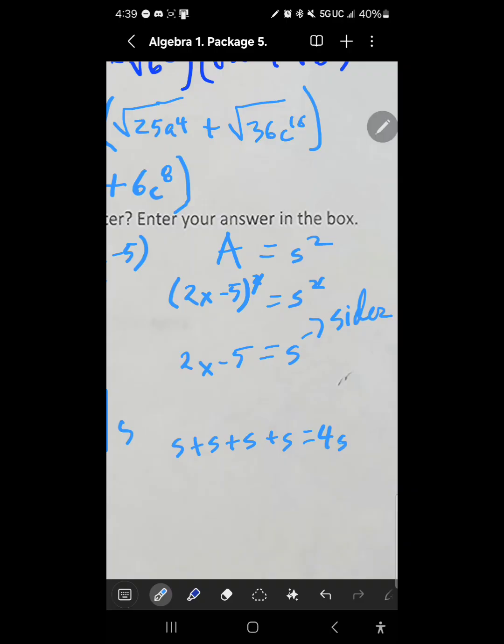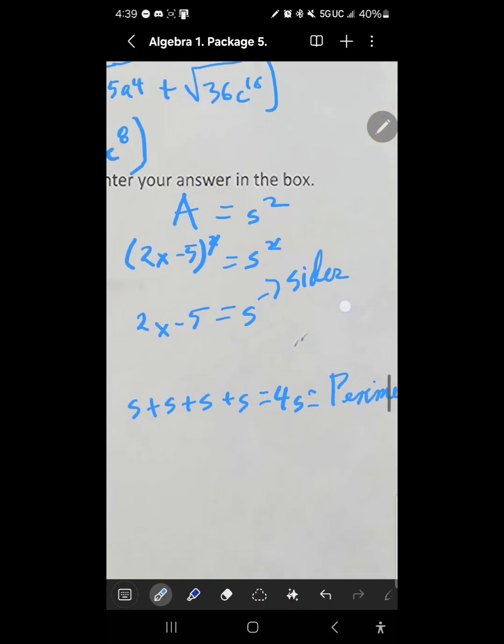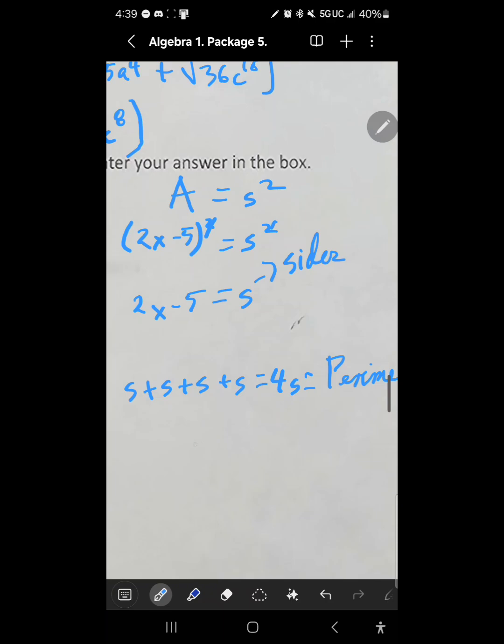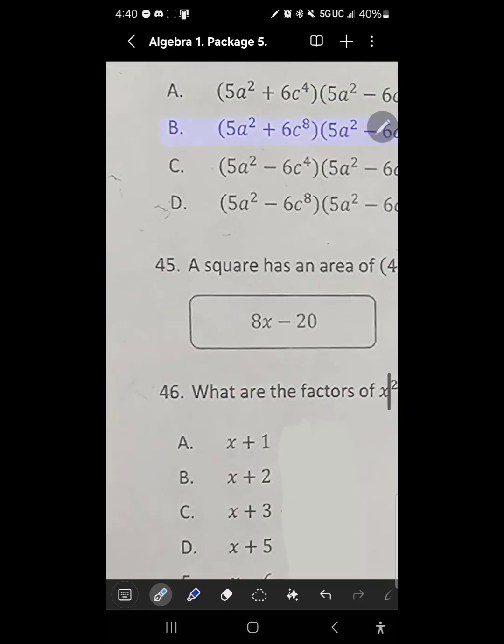And that's what we're gonna do. This is going to be equal to the perimeter, which is what they are asking for. So the perimeter is equal to 4s. We are going to substitute s, where s equals 2x minus 5. And if we multiply, 4 times 2, 8, so 8x, 4 times 5, 20, and positive times negative is negative, so 8x minus 20, which is what we have here.